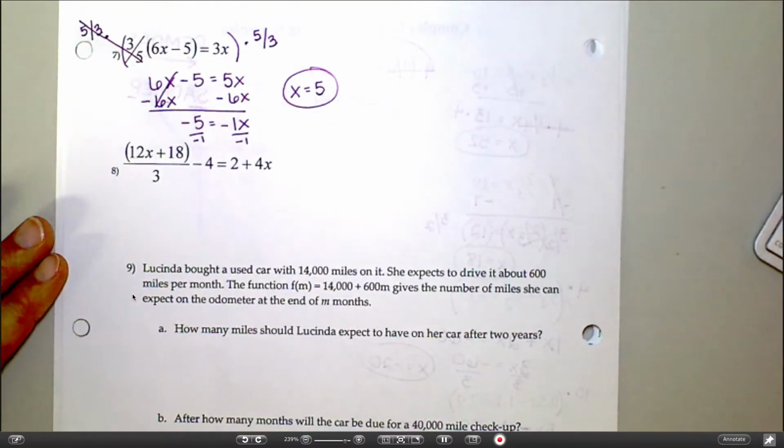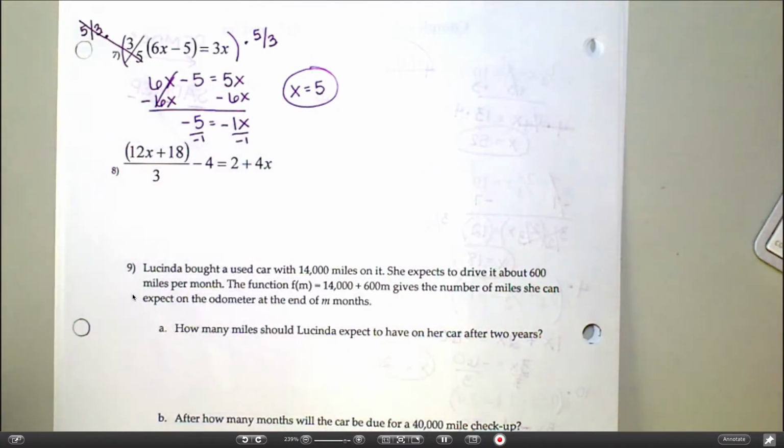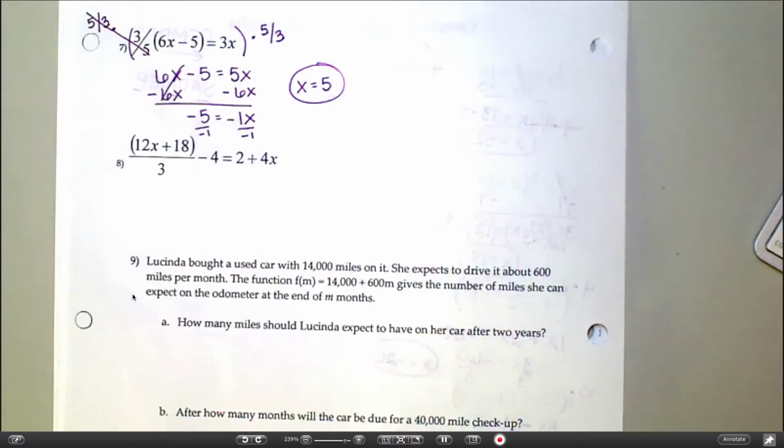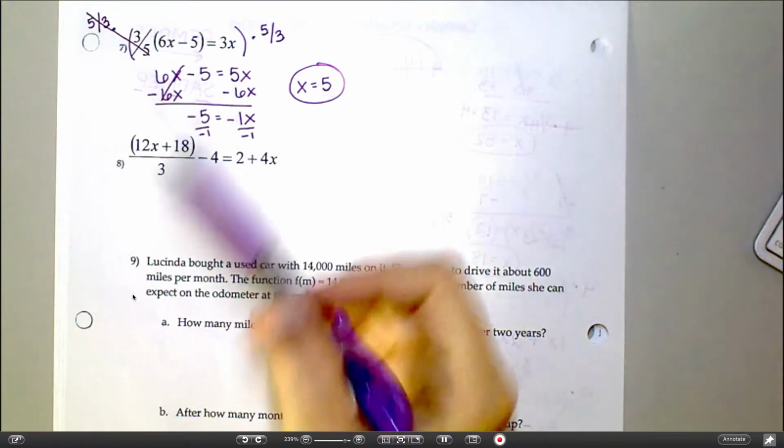I got 5, but I did it a different way. Okay, what did you do? Did you distribute the 3/5? Yeah. Okay, that's fine. I got 5, not negative 5. Oh, wait. Yep. Never mind. Yep, I got 5. Something about distributing that I just want to point out.